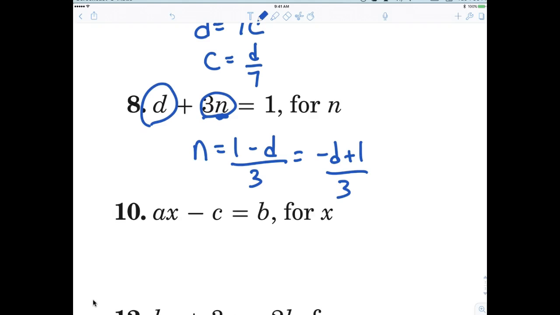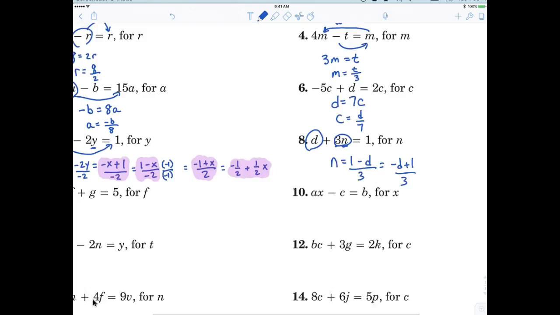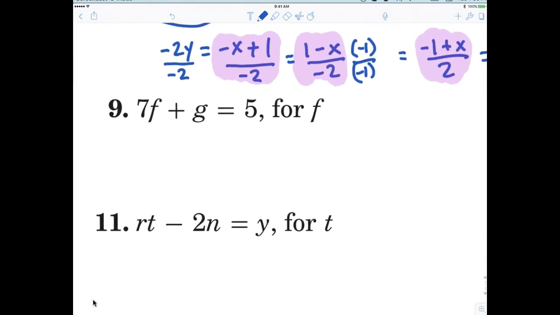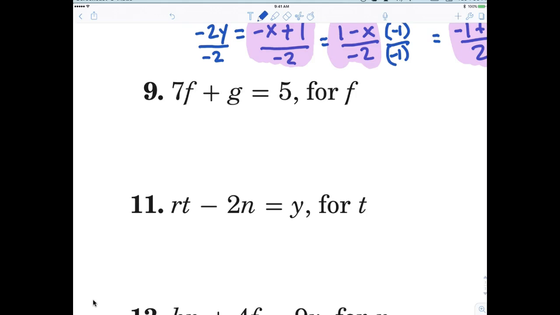None at all. So now let's see if we have a brave person who wants to tell me what the answer is for number 9. Mr. Stauffer, go. F equals -g plus 5/7. Beautiful and easy. Yes? I got 5 minus G over 7. Is that the same thing? Yes. Okay, good.